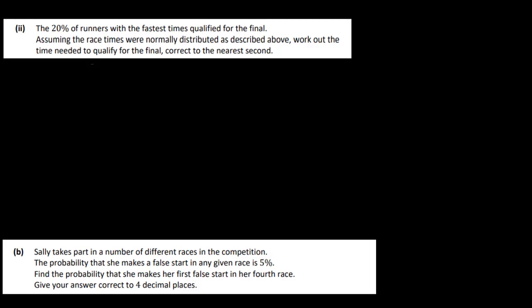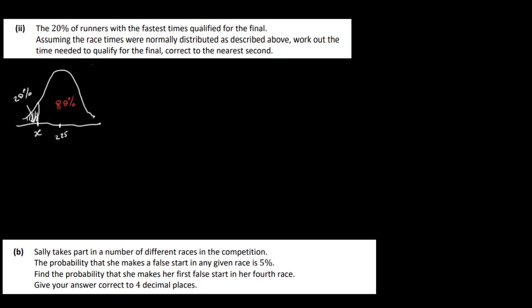Okay, so if we just look at our graphs again, so we have our normal distribution here. The mean here was 225 seconds, and it's going to be the top 20% with the fastest times that are going to qualify. So the fastest times are going to be down here. So this is going to be 20% of the runners in this particular area, which means that 80% of the runners are going to be up here. Okay, so we've got to work out what this x is here, what time this is going to be here.